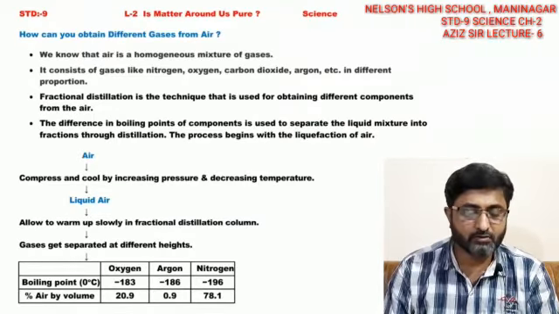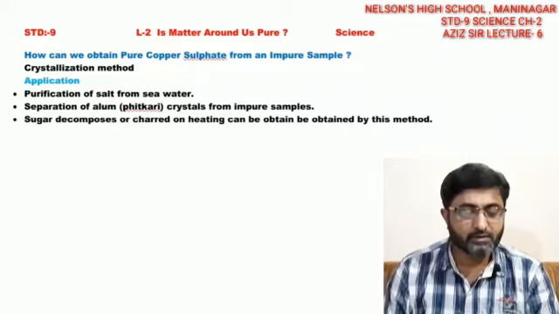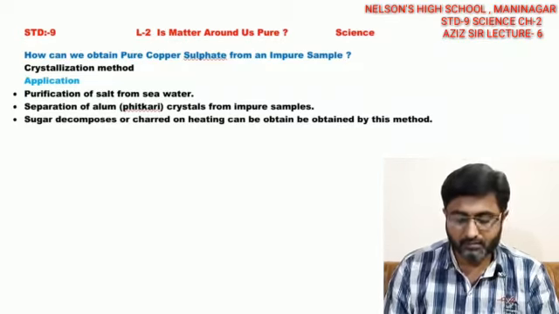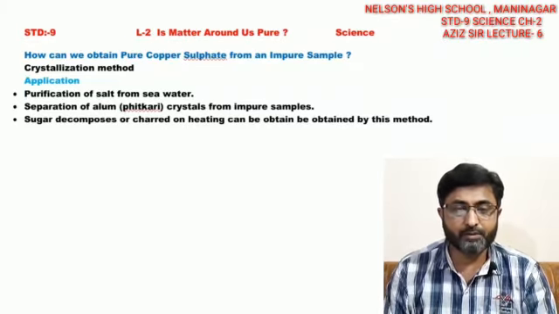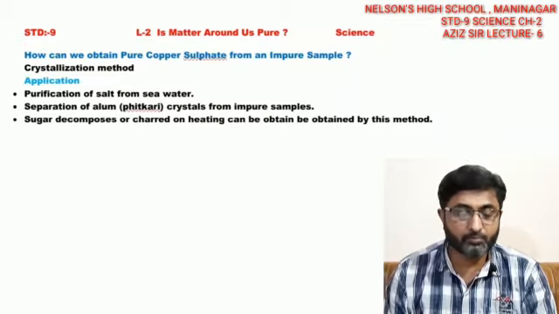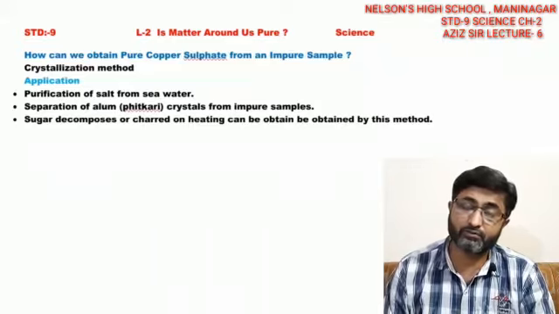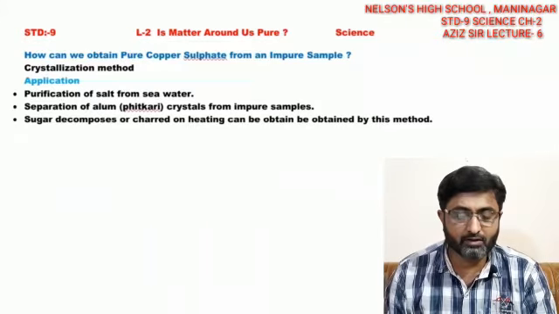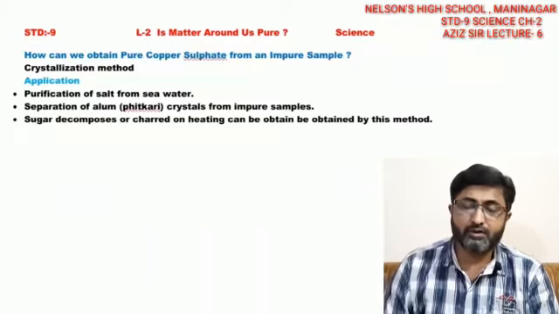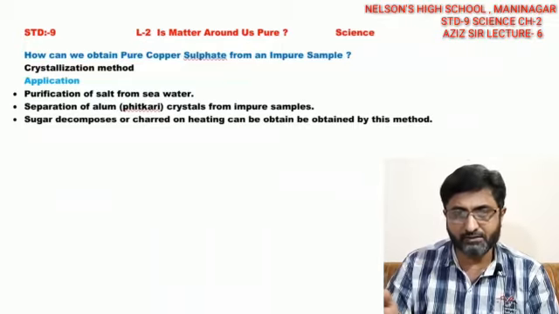Fine. Now the next portion is how we can obtain copper sulfate from an impure sample. This can be done by the method of crystallization. The method of crystallization is very important. Why? Because impurities are present.